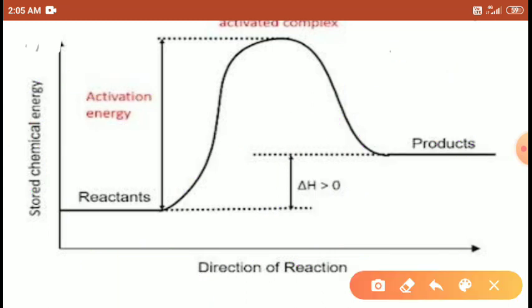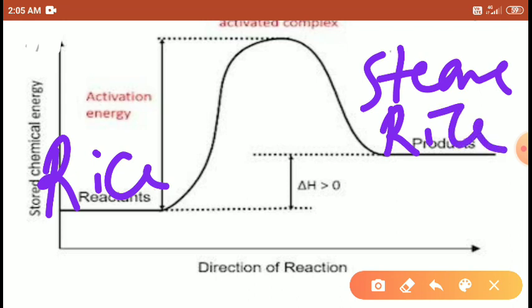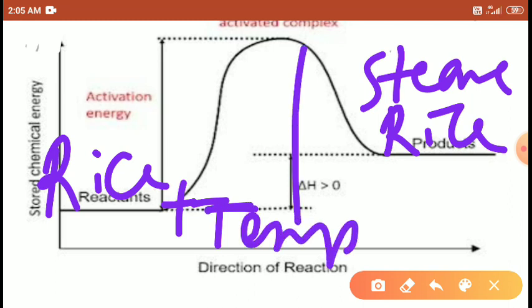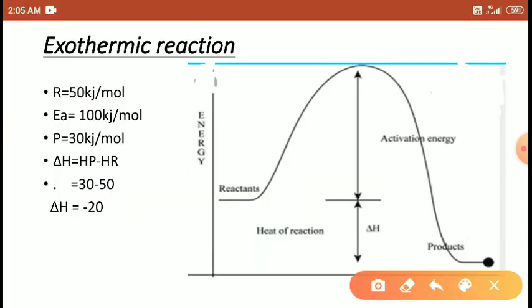I hope you understood with the help of this example on this graph. The rice particles by themselves cannot turn into the steamed rice. So we have to supply some external temperature. When we supply the external temperature, it reaches the activated state and turns into steamed rice. Right, students? Okay.